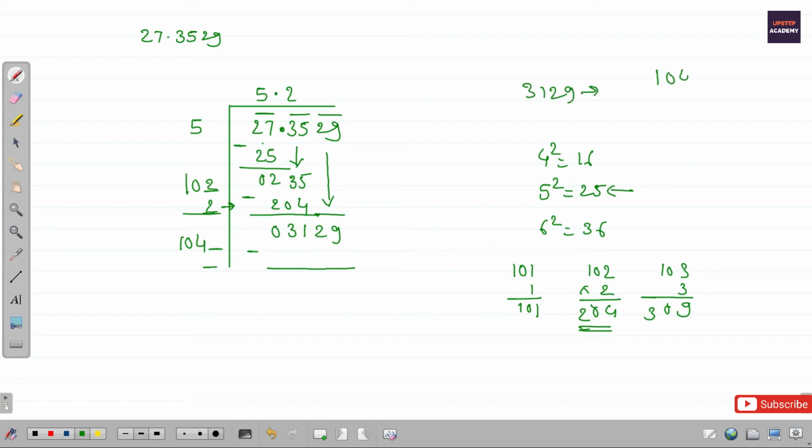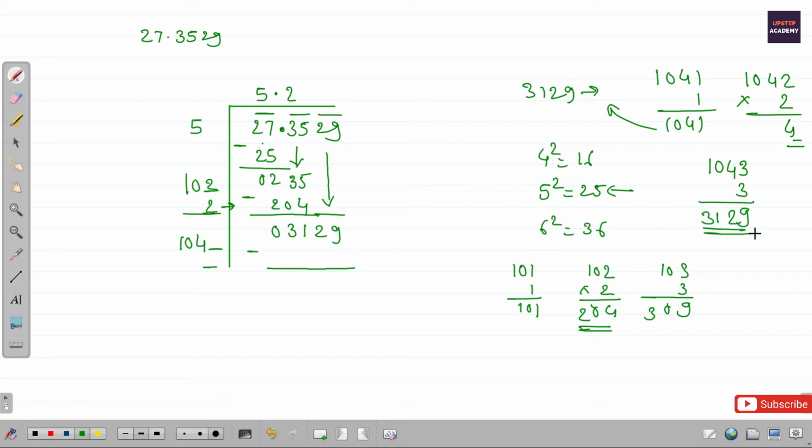If we take 1 in front of this 104 and multiply by 1, so 1041 we will get, which is not appropriate. 1042 we will take, so 2 into 2 is 4. No, as 4 is coming. Let us try with 3. 1043 into 3, 3 into 3 is 9, 12, 1 and 3. So of course 3129 is the required number, 3129, and here which number did we take? We took 3. So of course 3 we will write here, 3 we will write here, and 3 we will write here too.